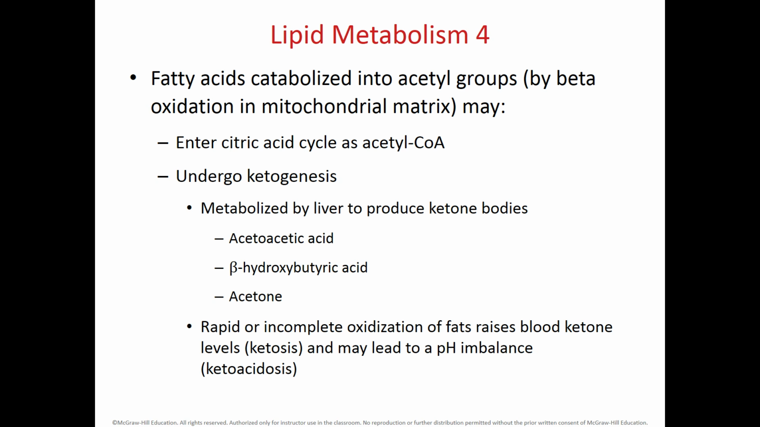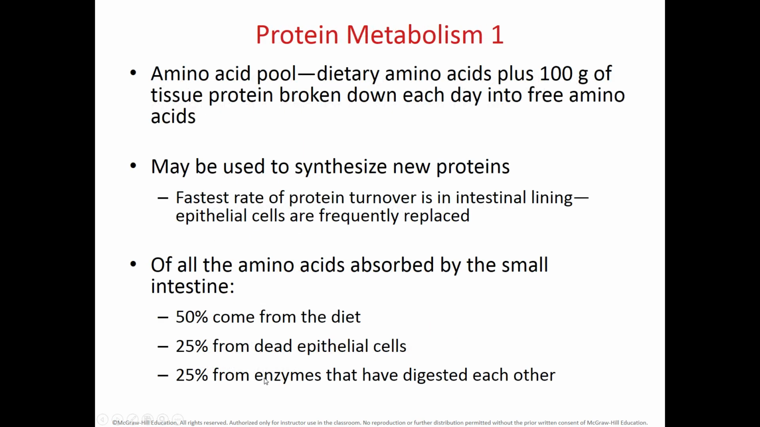And then ketogenesis, the formation of ketone bodies, happens within the liver. And I already mentioned the names of the ketone bodies. Again, these are toxic to the body, but our cells can use them as a desperate measure, especially the brain cells. So, ketosis is the rapid or incomplete oxidation of fat, and this can lead to a decrease in the pH into what we call ketoacidosis.